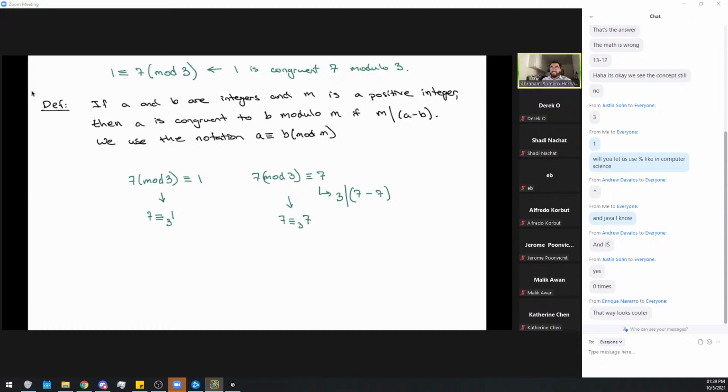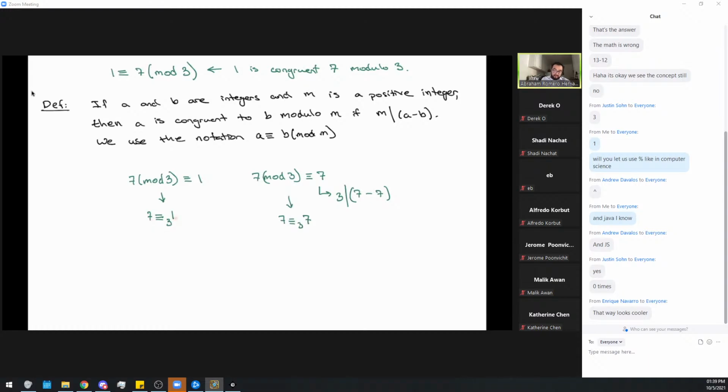That way it looks cooler. It does. That's what got stuck in my head. I remember when I was taught this, I thought, oh, that looks pretty weird because it's not something you're used to.